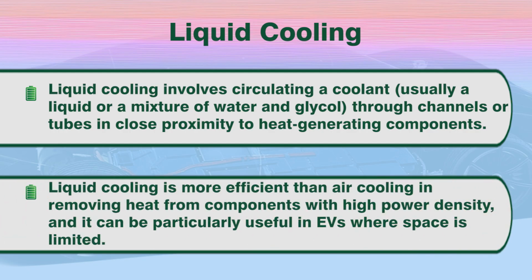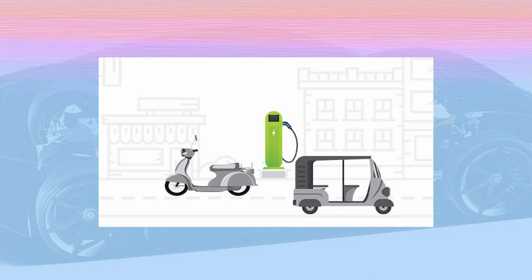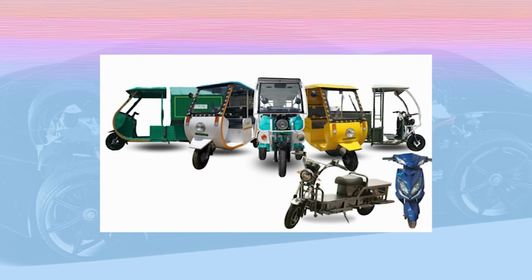Liquid cooling is more effective than air cooling in removing heat from components with high power density, and it can be particularly useful in EVs where space is limited. In a two-wheeler EV and a three-wheeler EV, especially, we go with the heat sink case instead of liquid cooling, because the converter has both the thermal management system as well as the support for the converter, whereas in a few four wheelers and even heavy duty vehicles we are opting for liquid cooling.